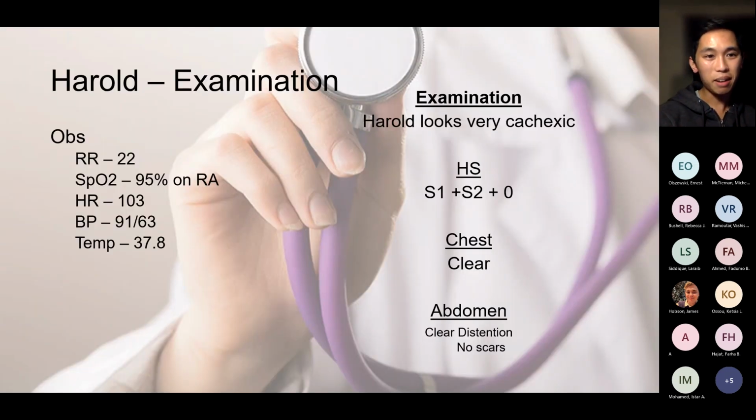So, on examination, this is what you find. He's tachycardic and hypotensive. And on examination, he looks very cachexic. His heart sounds are normal and his chest is clear. And on an abdominal exam, you see there's clear distension.